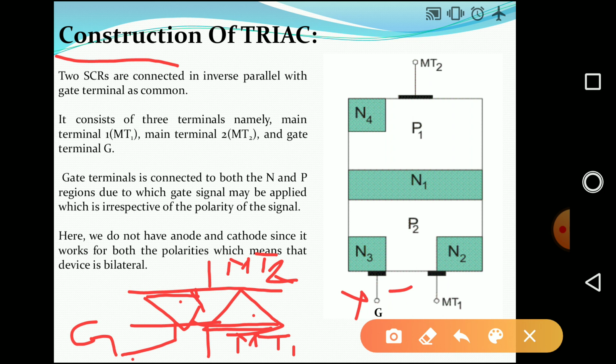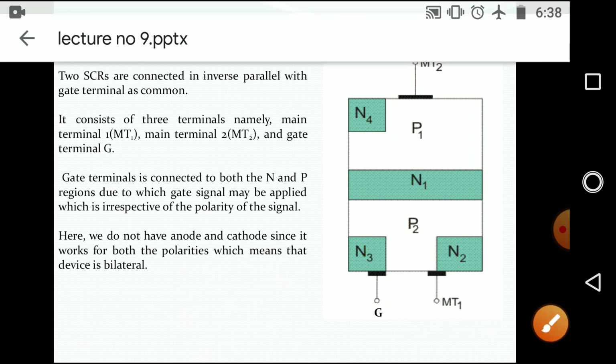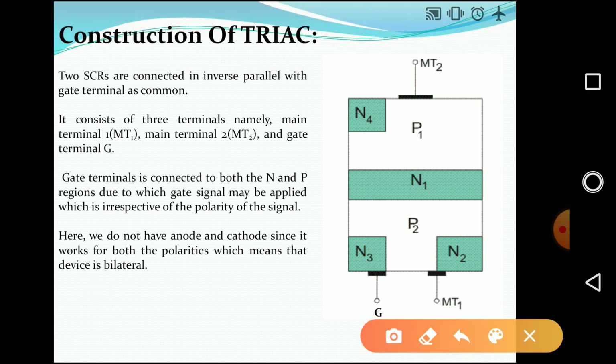Next, here both the SCRs are connected in inverse parallel. Therefore, if MT2 is positive and MT1 is negative, current flows through this SCR. And vice versa, if MT1 is positive and MT2 is negative, then current will flow in this direction. As in the construction of a TRIAC we have two SCRs and current flows in both the directions, therefore in a TRIAC there is no anode and cathode terminal, but those terminals are named MT2 and MT1, and it has a gate terminal here.